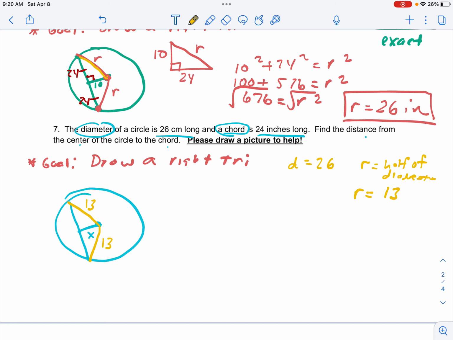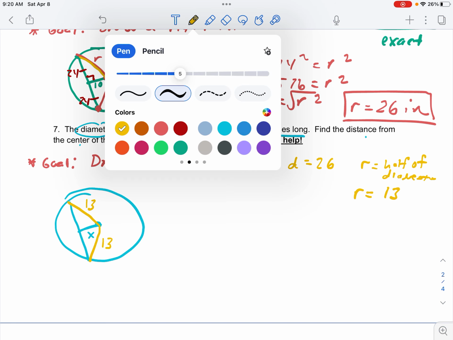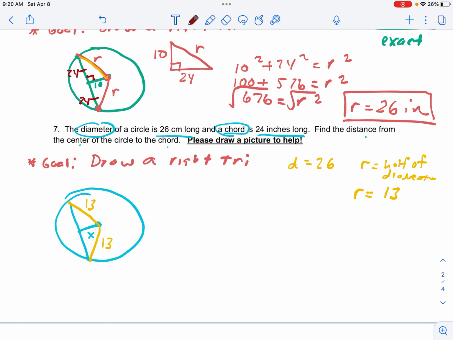That helps me a lot because now that I have this picture drawn, I have a radius and a chord intersecting. So I have right angles and a bisected chord. The diameter is 26, so we made these both 13, and a chord is 24 inches long. So it means that each of these have to be 12 because the entire thing is 24. So now, if it helps, we have a little right triangle again. Hypotenuse is 13, base is 12, and we're trying to find x.